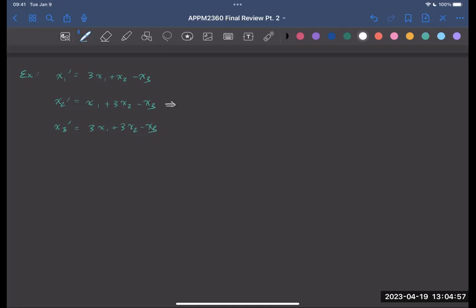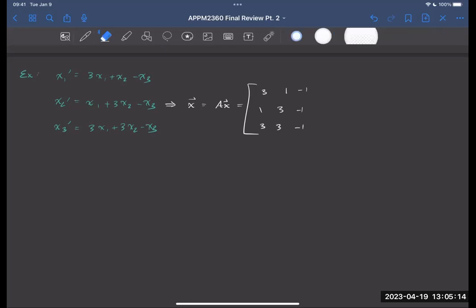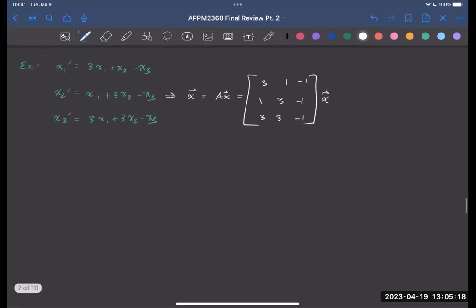From this, I can represent this as a matrix. So the x vector is equal to the linear transformation, the matrix A applied to the x vector, which is just equal to the constants 3, 1, -1, 1, 3, -1, 3, 3, -1, applied to our vector x. So from this, I can find my characteristic equation.